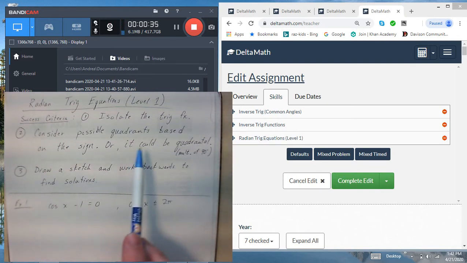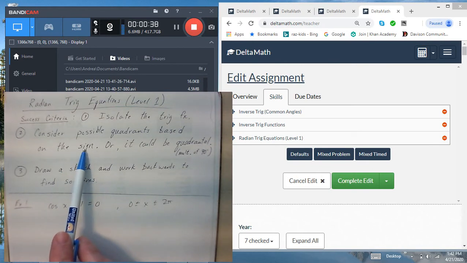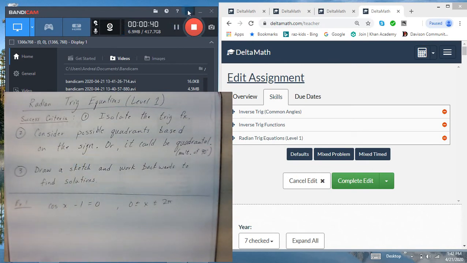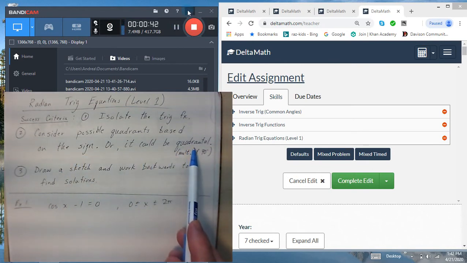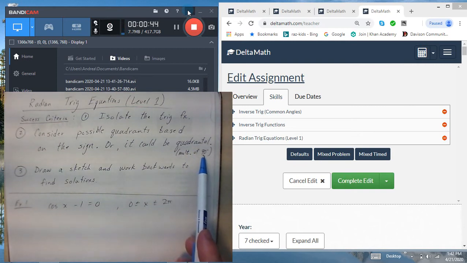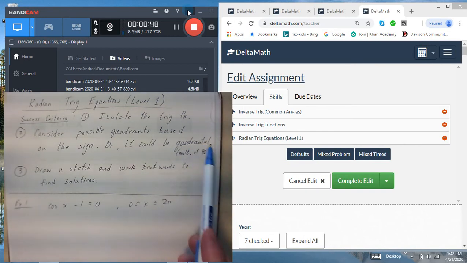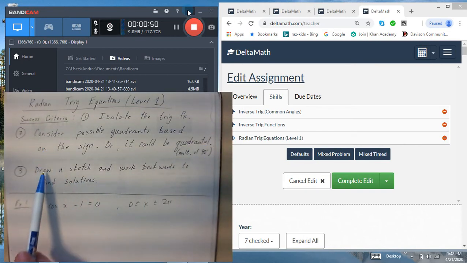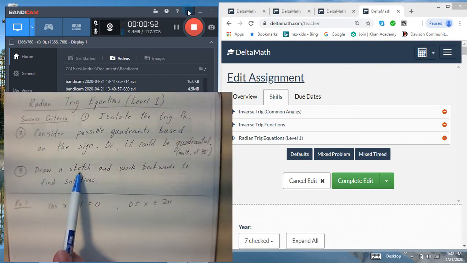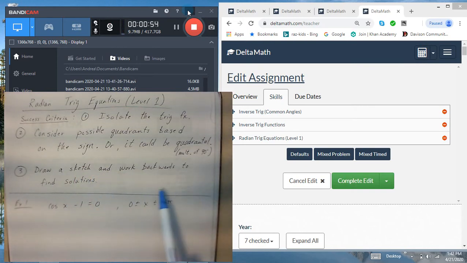Step 2, consider possible quadrants based on the sign, positive or negative, of the function. Or, who knows, it could be quadrantal as well, multiples of 90 or multiples of pi over 2. If that's the case, we'll use the unit circle to investigate the possibilities. These work hand in hand. We're going to want to draw some sketches to work backwards to justify our solutions, okay?